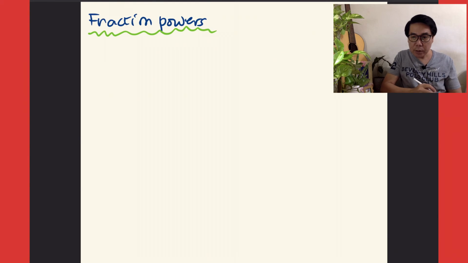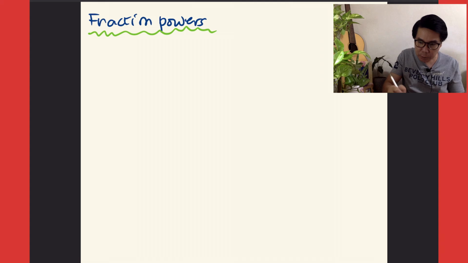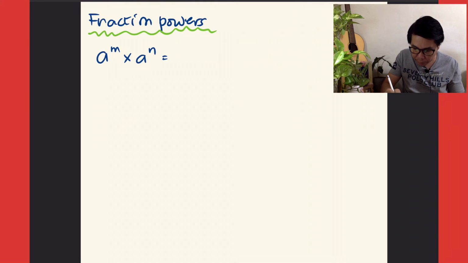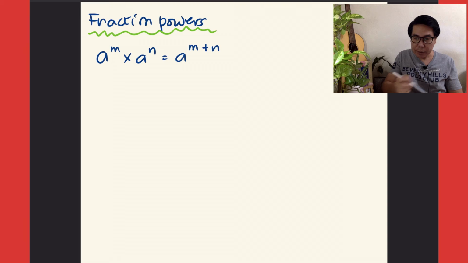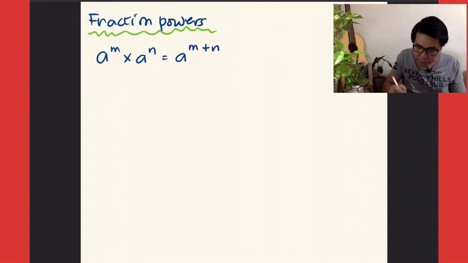Okay, so let's remember the rule that when we have a to the power of m times a to the power of n is equal to a raised to the power of m plus n. Okay, so using this rule, let us simplify this.